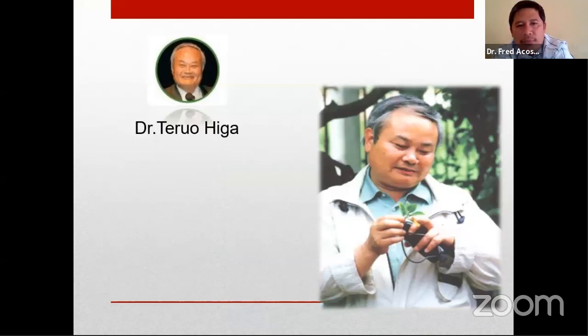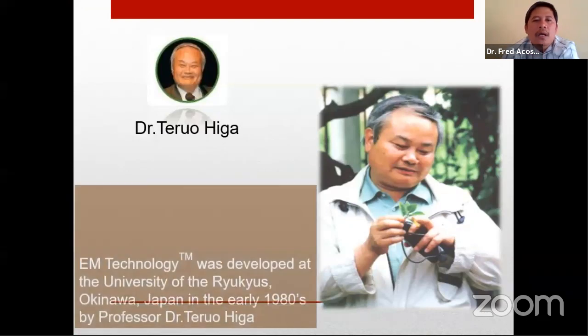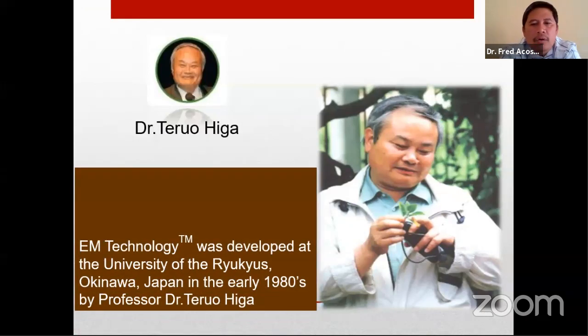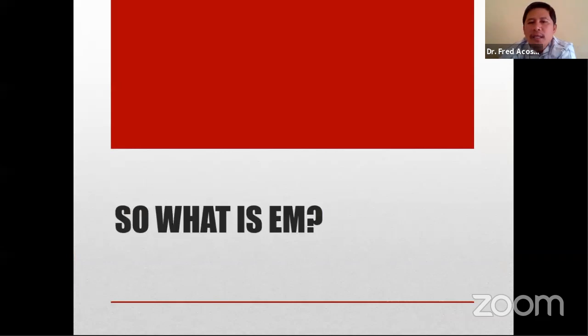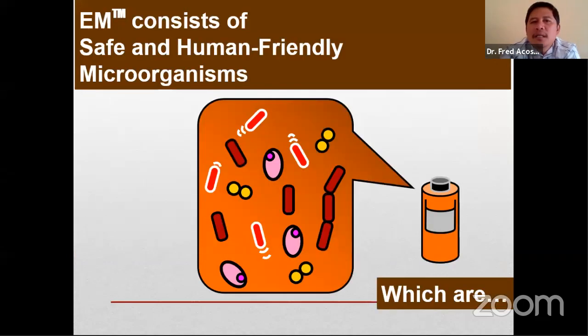This is Professor Teru Higa of the University of the Ryukyus, Okinawa, Japan. He developed the EM technology in the early 1980s, so it's more than 20 years now. What is EM? EM basically consists of safe and human-friendly microorganisms. In the environment, there are three types of microorganisms.